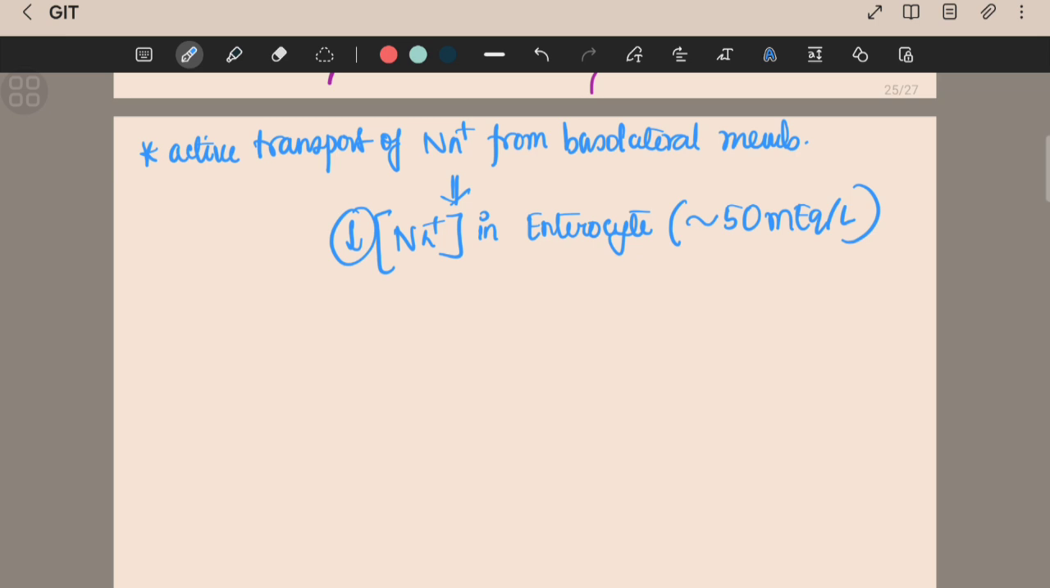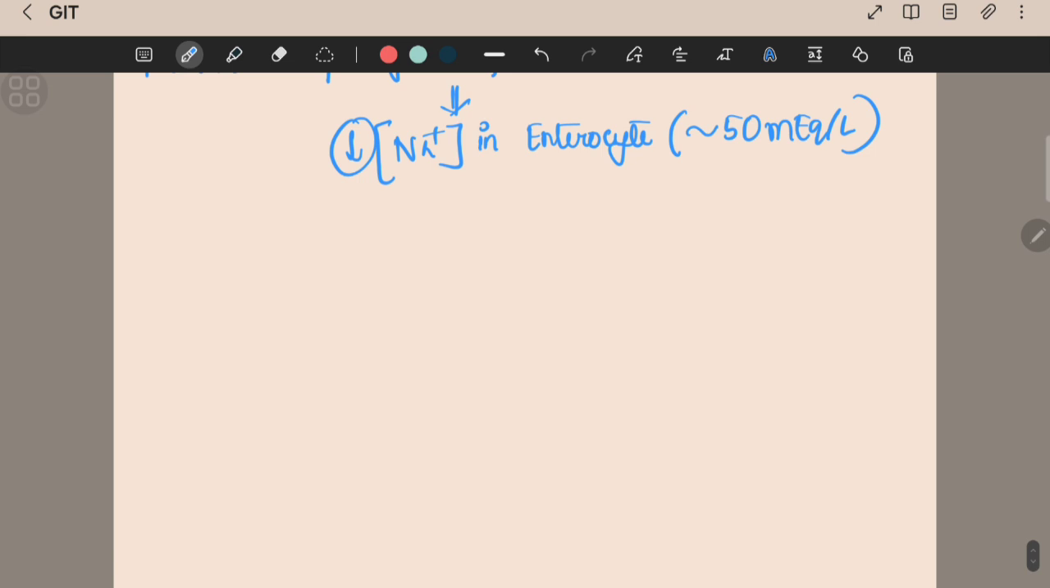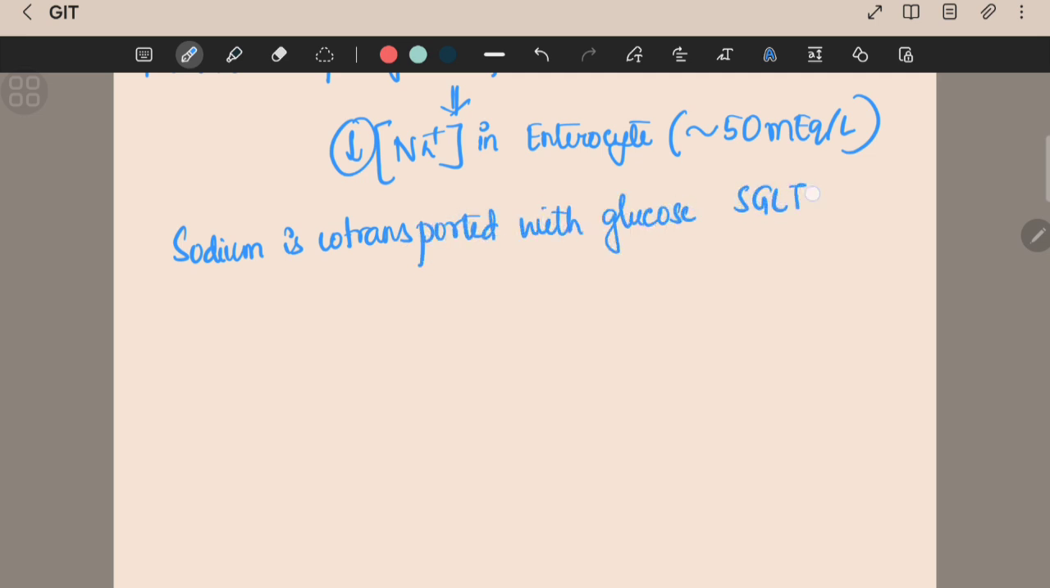Sodium is also co-transported with the brush border. We have the sodium glucose co-transporter, so sodium is co-transported with glucose. There are the sodium glucose co-transporters SGLT1 and SGLT2, mainly these two. We have the sodium amino acid co-transporter and the sodium hydrogen antiporter that I have already discussed. Now see over here, the effect of aldosterone.